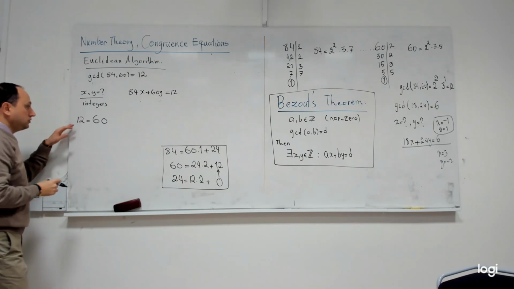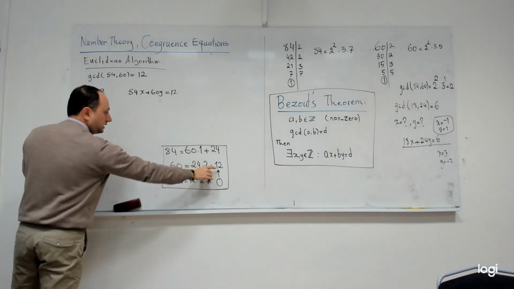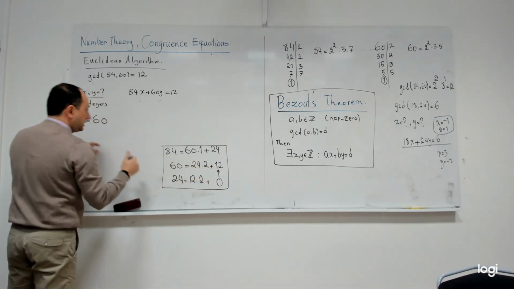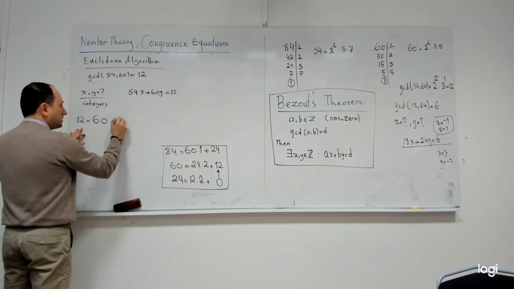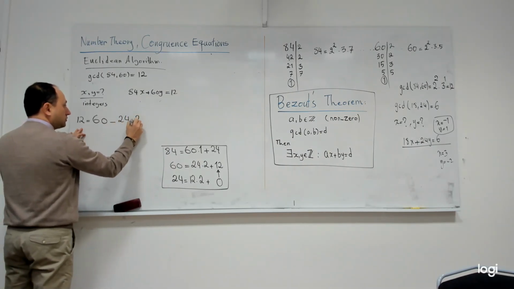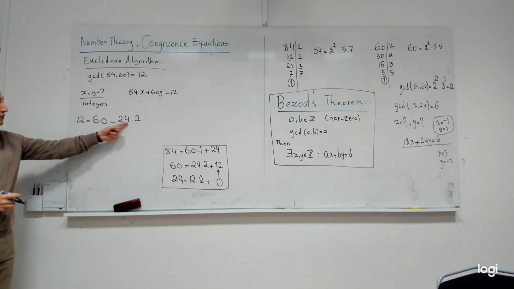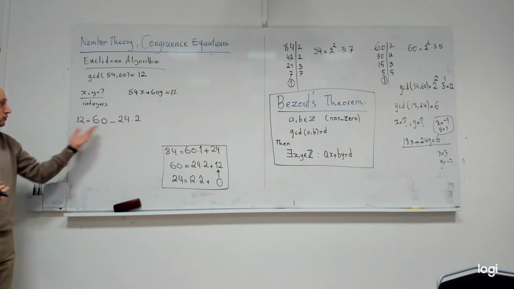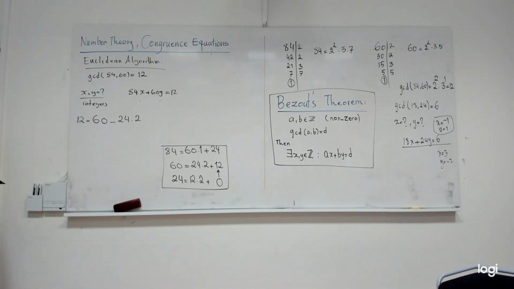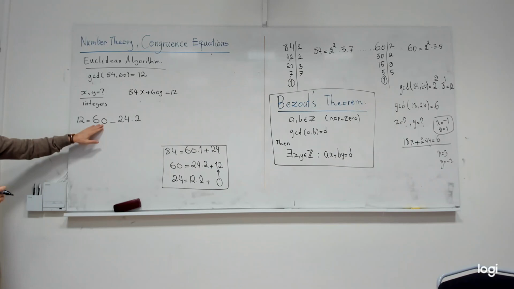So what I do, I will keep 12 here and I move this to the left. So it becomes minus 24 times 2. Yes, this is understandable. Of course, this is not a big deal. 24 times 2 is 48. 60 minus 48 is 12. But if I ask you, is this a good thing to have?